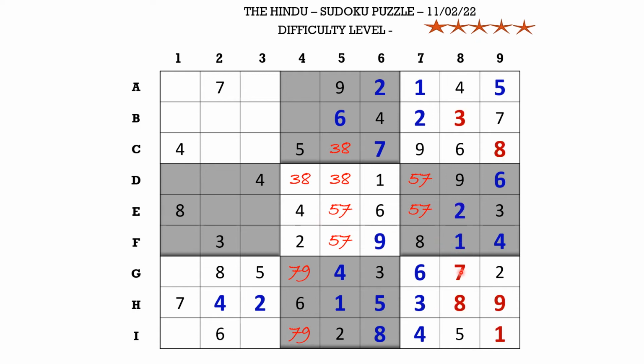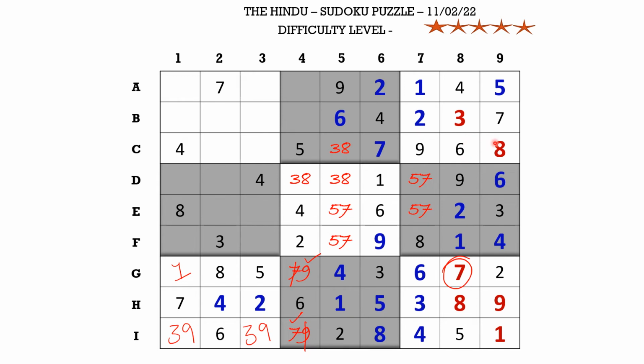So this 7 here cancels out the 7 here. So G4 is now 9 and I4 is 7. In G row, the only missing number is 1. In this block, missing numbers are 3 and 9. So let's mark I1 and I3 with 3, 9 pair.